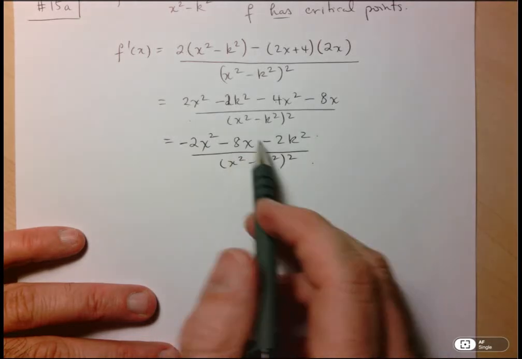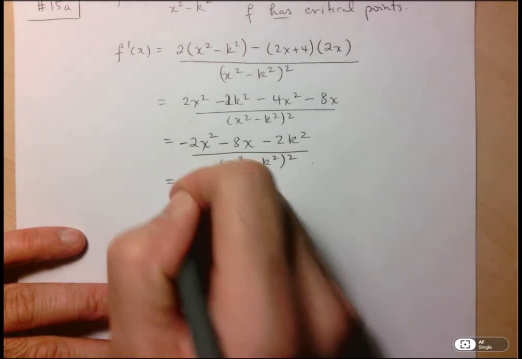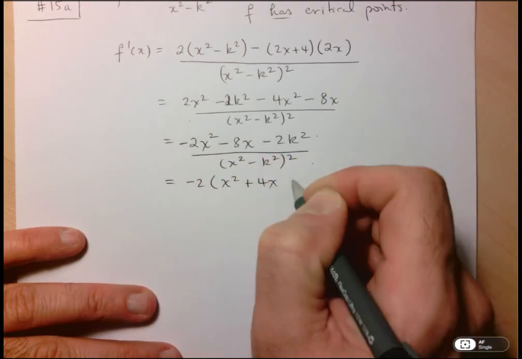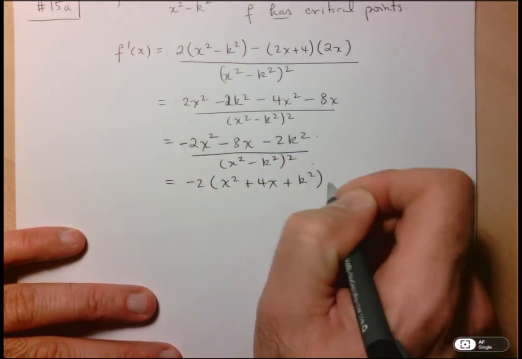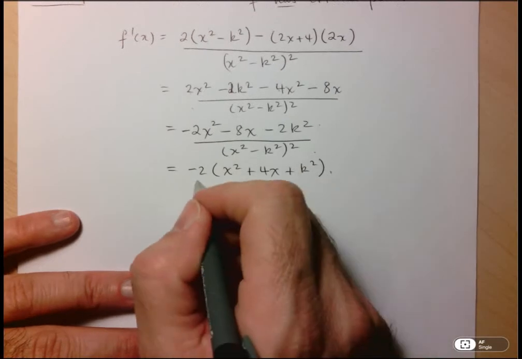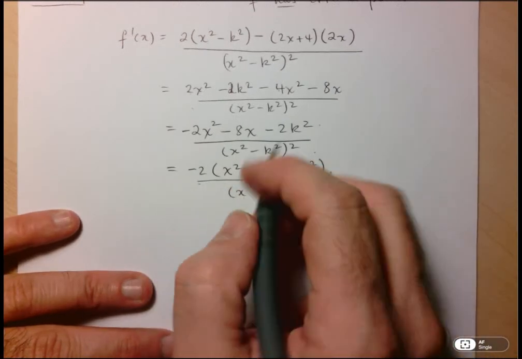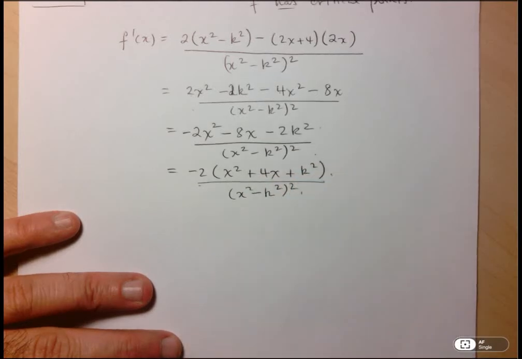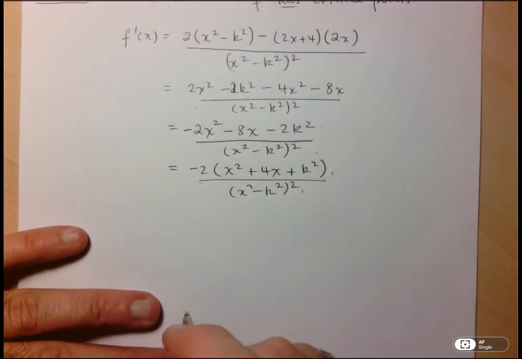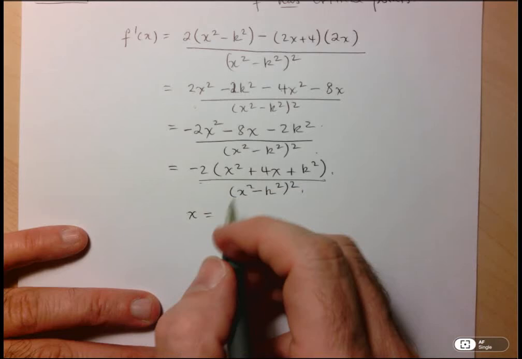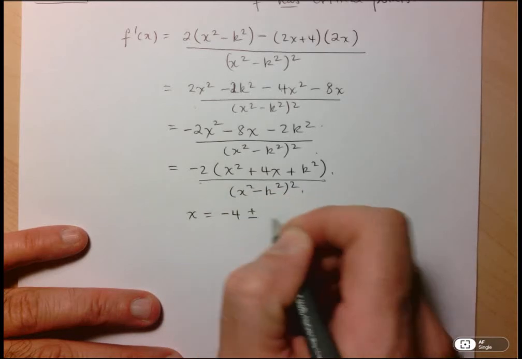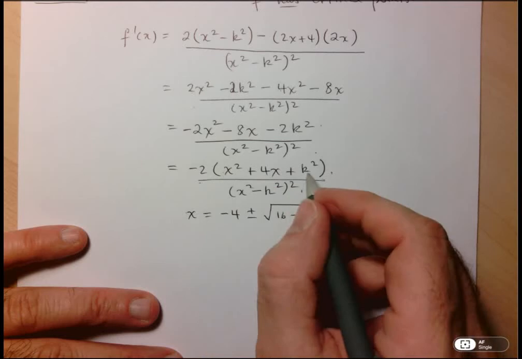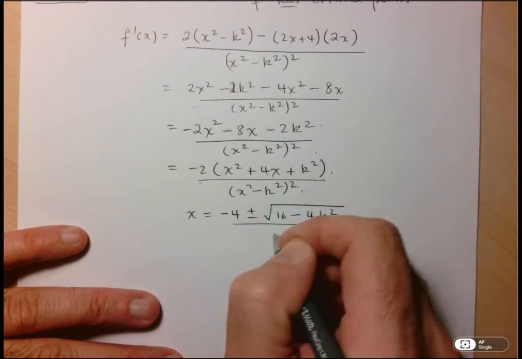Now I know the numerator needs to be equal to 0 in order for this fraction to be equal to 0. So let me start by factoring out a negative 2. I'm left with x squared plus 4x plus k squared. This is not factorable necessarily, especially since we don't know what k squared is. So what we'll have to do is use the quadratic formula. We know x is going to be negative b, so negative 4, plus or minus the square root of b squared, which is 16, minus 4 times 1 times c, which is k squared, all over 2.